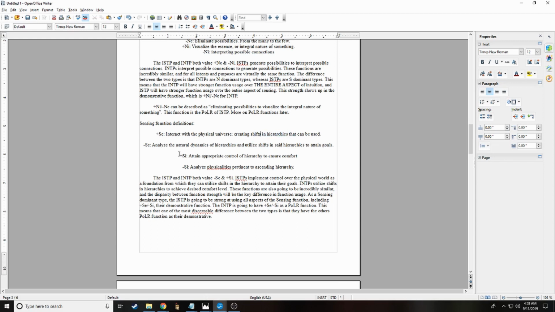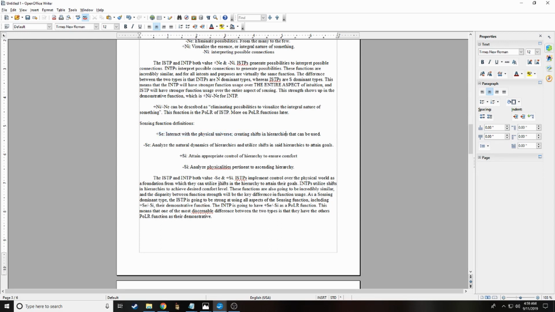any shifts in the hierarchies, including shifts that they make their own. Positive SI is attain appropriate control of hierarchy to ensure comfort. Negative SI is analyze physicalities pertinent to ascending the hierarchy. This is the same thing. Positive is rather shallow. Negative is a little more analytical. So positive is just looking to reach a state of comfort. There's not much going past this function and saying, what do I need to do to make sure that I live a life that I deem is where I'm happy. Negative SI analyzes comfort and discomfort and everything else, and then uses that information to assess or interact with a hierarchy. They use it in conjunction with this.